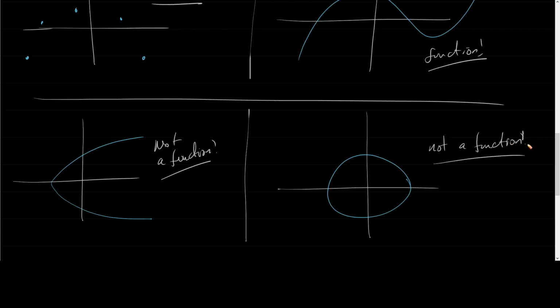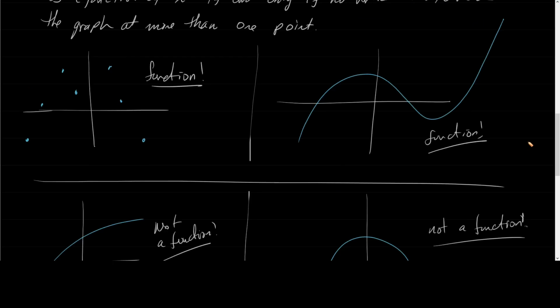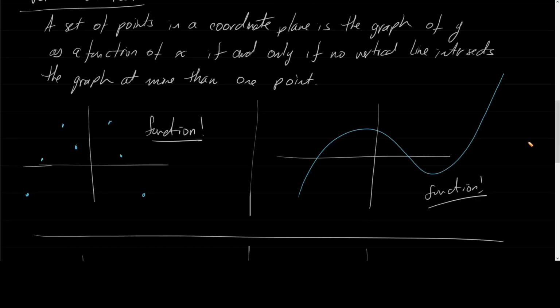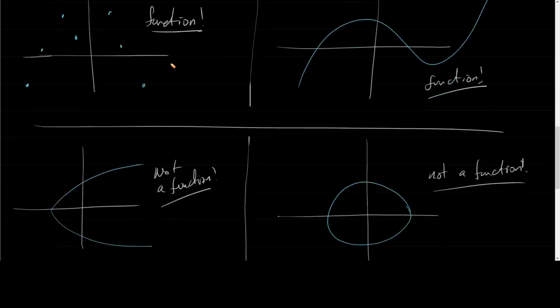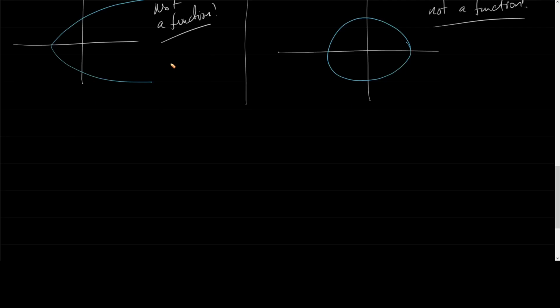And when we say that something's not a function, we mean it is not a function of x. In general, we're implying that we're working with x as our independent variable. So we're saying that it's not a function of x.